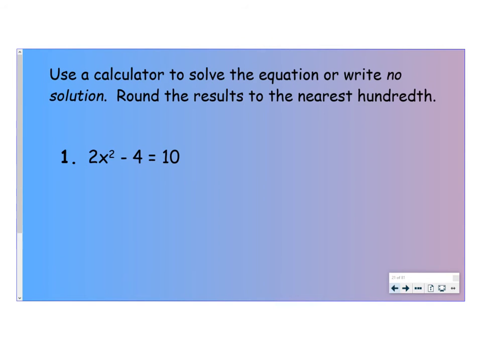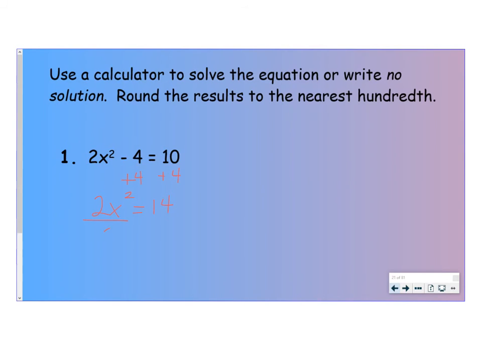Use a calculator to solve the equation or write no solution. Round the results to the nearest hundredths. I'm going to start out by isolating this, right? So I'm going to get rid of this negative 4. We're going to use the inverse operation, so we're going to add 4 to both sides. 2x squared is equal to 14.